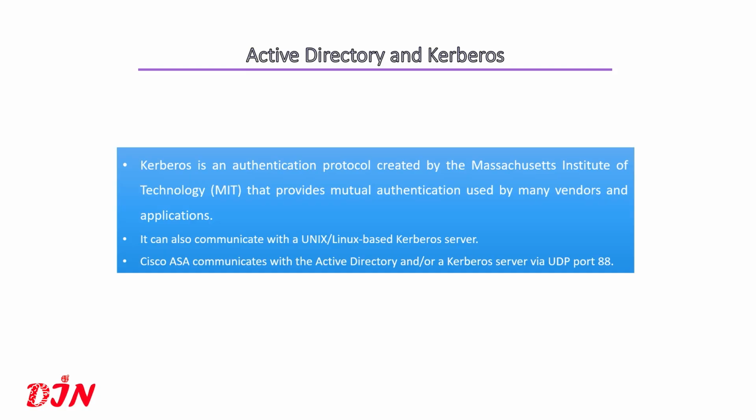Active Directory and Kerberos. Cisco ASA can authenticate VPN users via an external Windows Active Directory, which uses Kerberos for authentication. Kerberos is an authentication protocol created by MIT that provides mutual authentication and is used by many vendors and applications. It can also communicate with a Unix or Linux-based Kerberos server. Support for this authentication method is available for VPN clients only. Cisco ASA communicates with the Active Directory and/or a Kerberos server via UDP port 88.